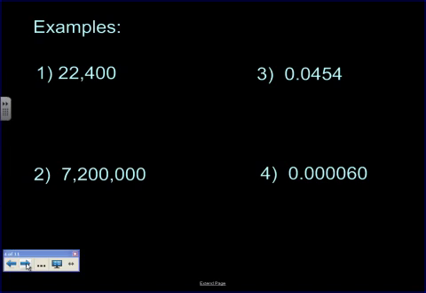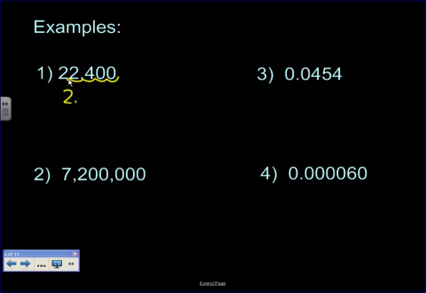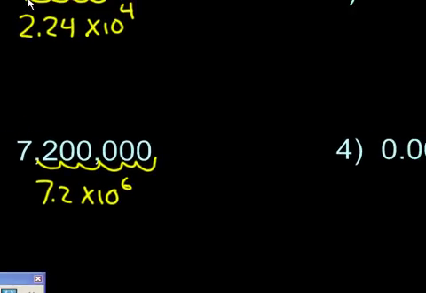An easy way to remember a lot of this is that usually big numbers have positive exponents. Small numbers, like you can see 3 and 4 here, are going to have negative exponents. So we know we want to move our decimal to in between the 2's. It initially is to the right of the zeros, so we move it 1, 2, 3, 4 spaces. So it becomes 2.24 times 10 to the 4th. For the next one, we move 1, 2, 3, 4, 5, 6 spaces to the left again, so that becomes 7.2 times 10 to the 6th. 6 is how many spaces we moved it, and since we moved it to the left, that's a positive number.